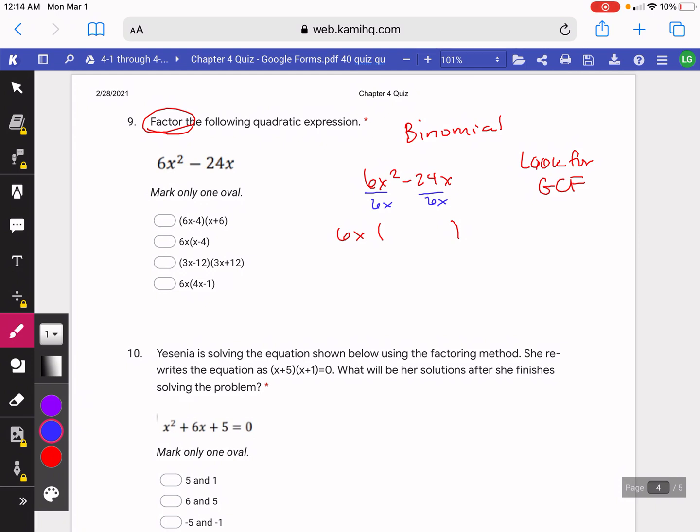So 6 divided by 6 would be 1. X squared divided by x is x. 24 divided by 6 is 4, and these other x's cancel. So my factors are 6x and x minus 4.